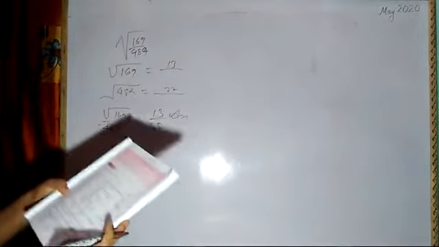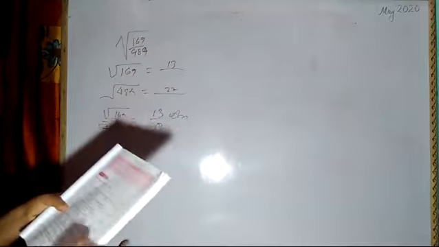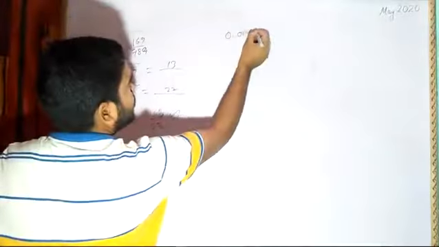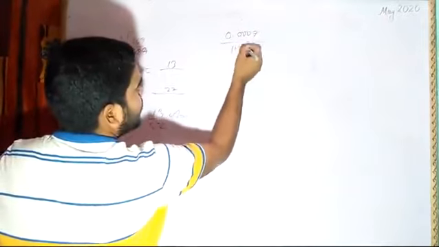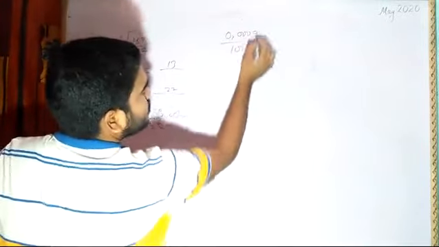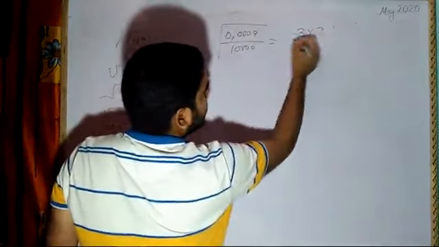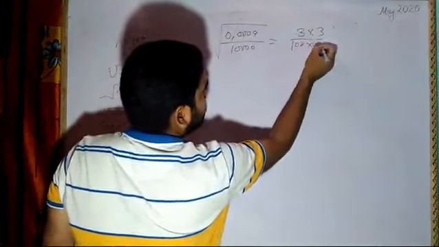In the same way, other numbers also you can solve, like 0.0009. Remove this decimal. So you will be writing 4 zeros, put the square root. Now 9 is equal to 3 into 3, 100 into 100.